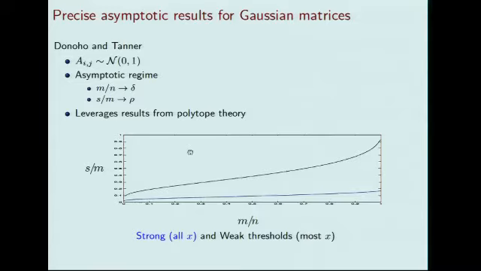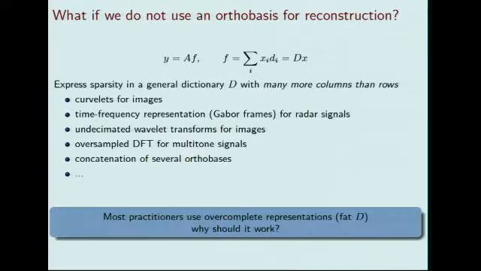Okay, so we have some more precise results for Gaussian matrices in an asymptotic regime. Now, the last topic I want to discuss in this lecture is what if we do not have an orthobasis for signal recovery? But before I discuss this, do you have questions?